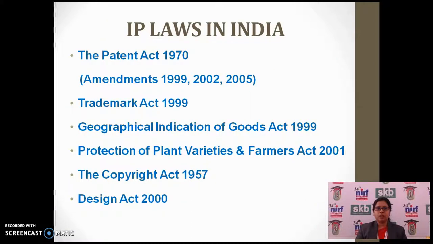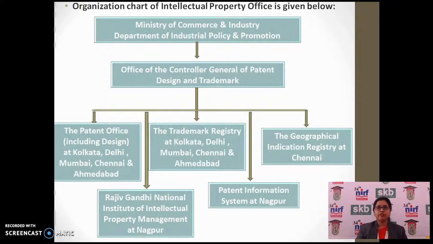area. The IP laws in India are the Patent Act 1970 with amendments in 1999, 2002, and 2005, Trademark Act 1999, Geographical Indications of Goods Act 1999, Protection of Plant Varieties and Farmers' Rights Act 2001, the Copyright Act 1957, and Designs Act 2000. This is the organizational chart of the intellectual property office, in the link below.